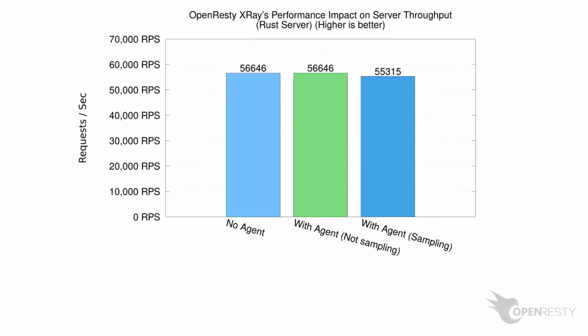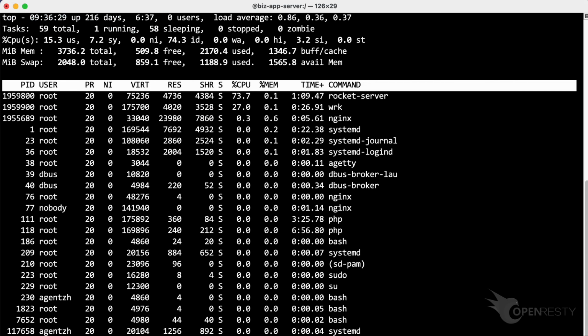How will OpenResty X-Ray's agent affect a target Rust application's performance? Let's find it out in this video. Let's run the top command to check the process list.